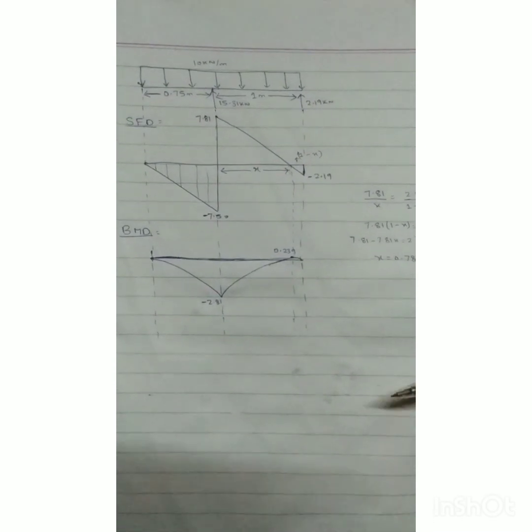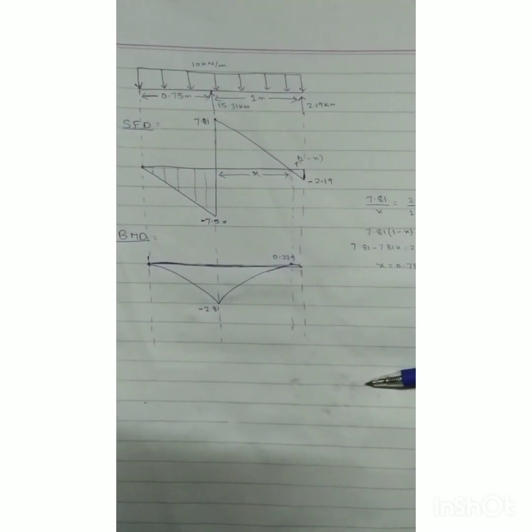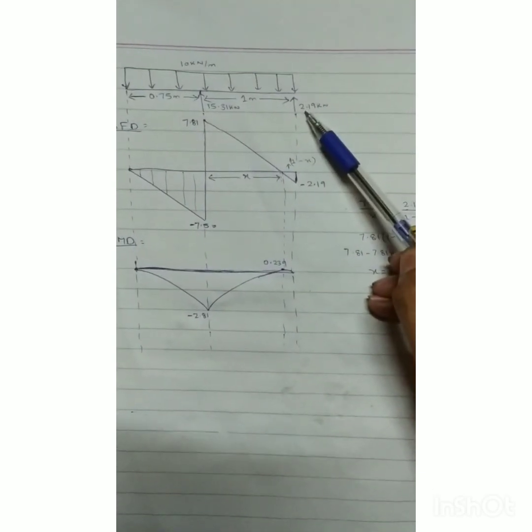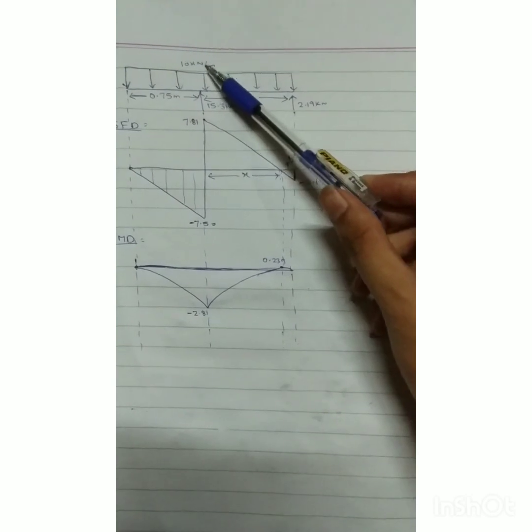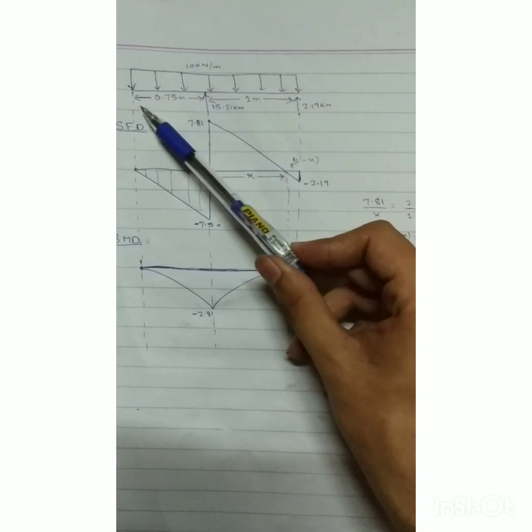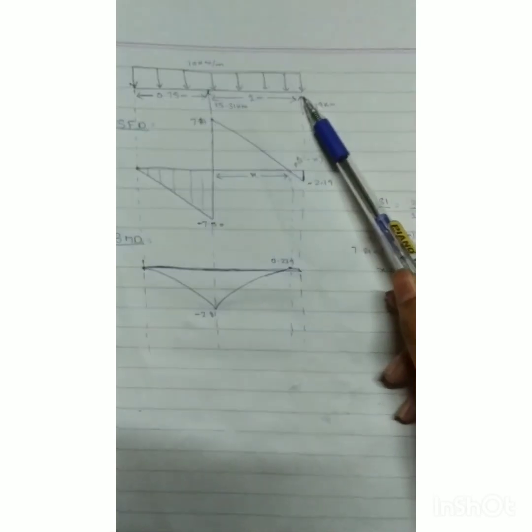Here is another example of a shear force diagram and bending moment diagram. So here is our beam. These are external reactions which have already been computed. This 10 kilonewton is a rectangular load which is acting per meter. This distance is 0.75 meter and this distance is 1 meter.